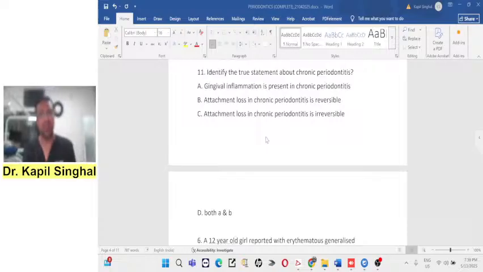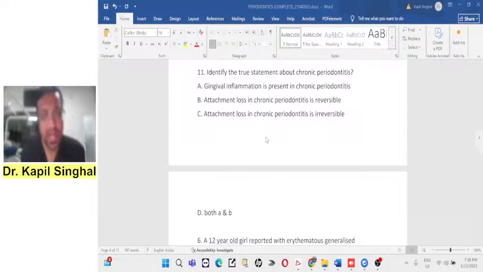Second is attachment loss in chronic periodontitis is reversible. So this is a wrong statement. We all know because there is bone loss in chronic periodontitis, and any kind of bone loss is not reversible, it is irreversible. So option B is wrong, but option C is correct. Attachment loss in chronic periodontitis is irreversible.